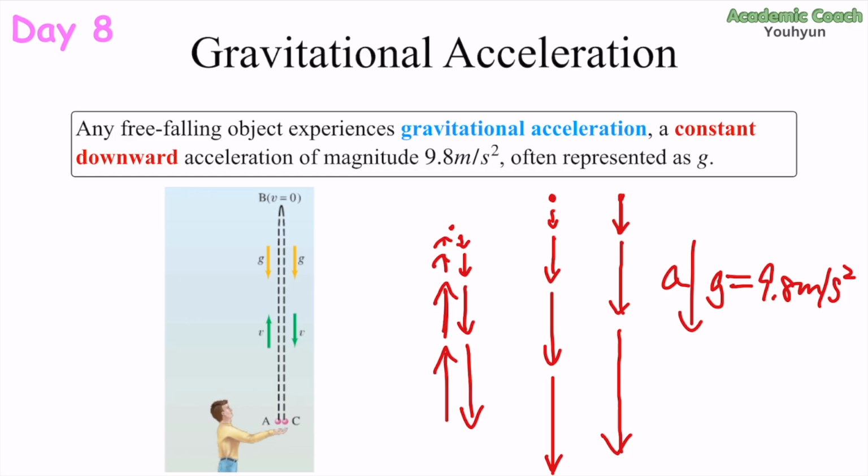So again, it does not really matter what the initial velocity of a free falling object is. What really matters here is that any free fall object experiences a downward gravitational acceleration of magnitude g.